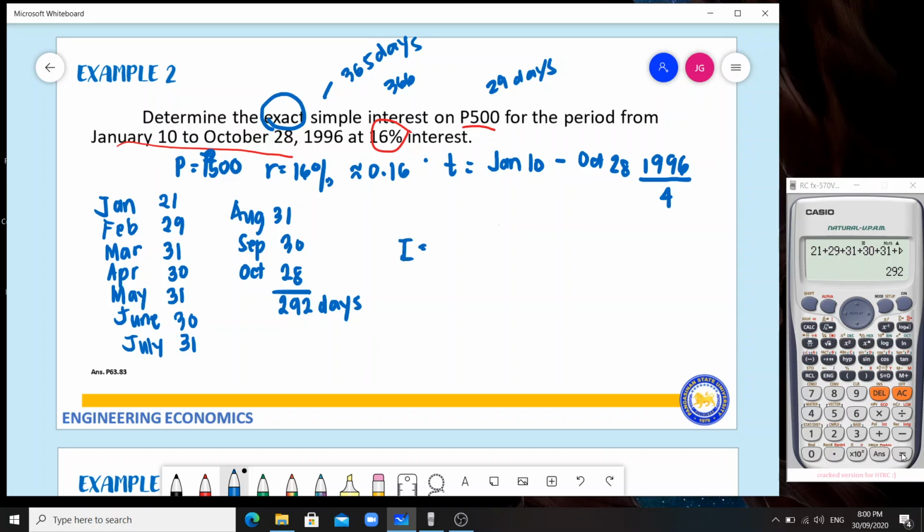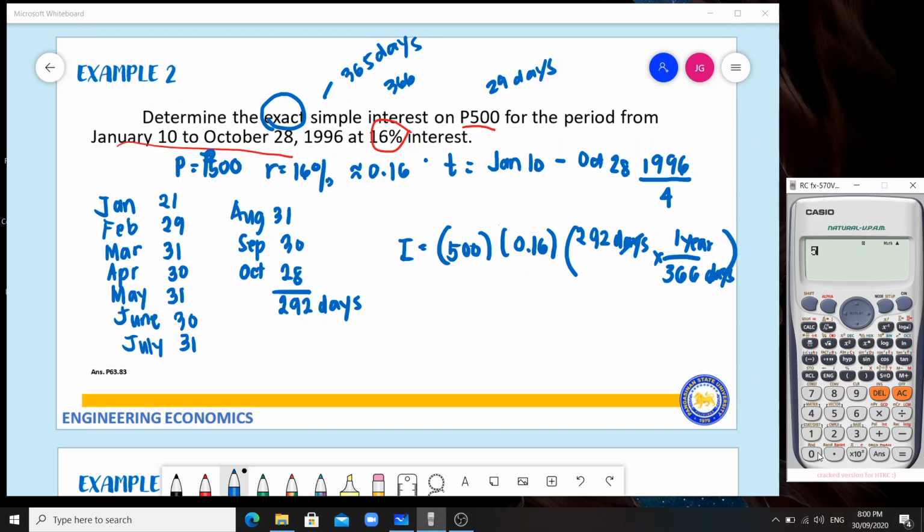So, I is equals to the principal amount na 500. And then, the rate is 0.16. And then, the days is 292 days, diba? We have to convert, times 366 days in 1 year. Yan. So, let's solve kung tama. 500 times 0.16 times 292 over 366.